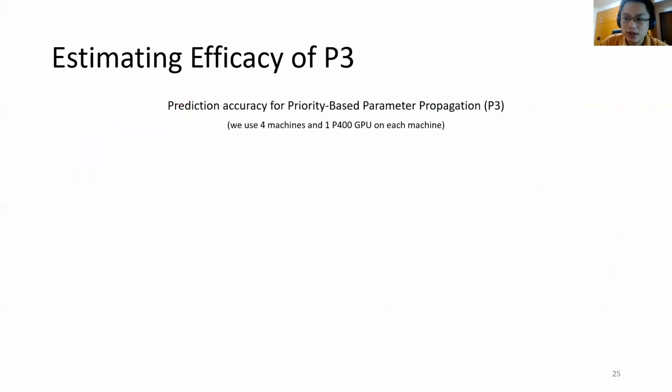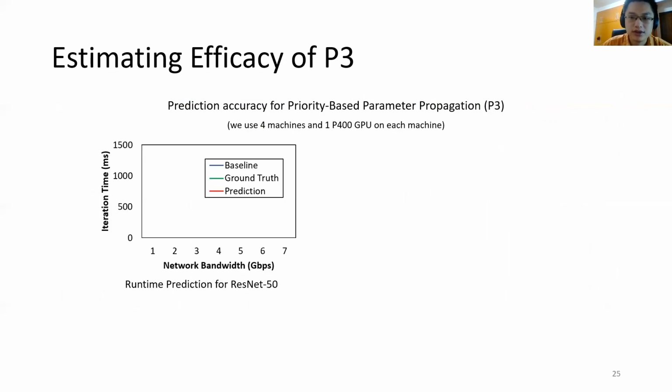And finally, we show the evaluation of P3. We use 4 machines and one P4000 GPU on each machine to replay the evaluation of P3 from the paper. So here's the figure showing Daydream's estimation of using P3 on ResNet-50, where the x-axis is the network bandwidth. This is the baseline, and the improvement of using P3 is actually subtle. And the prediction curve almost overlaps with the ground truth curve.